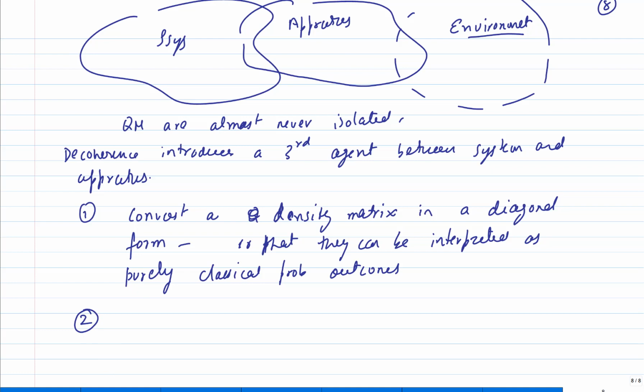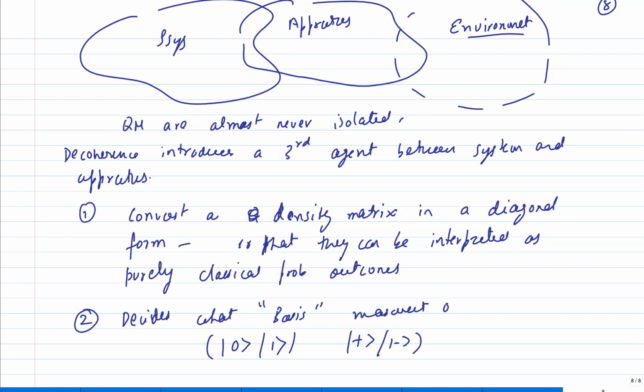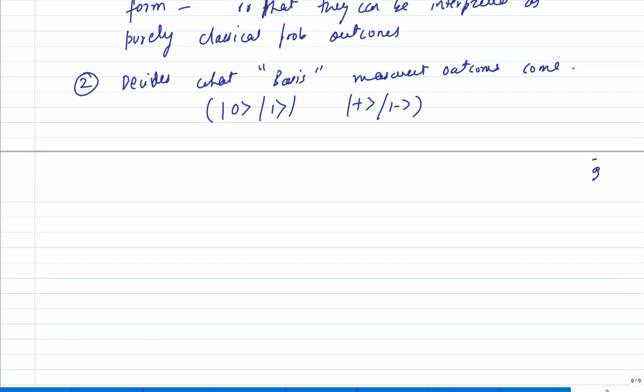Second, it decides what basis, whether it's the 0-1 basis, what we saw, or the plus-minus basis, measurement takes place. So that's essentially what decoherence accomplishes. And how does it accomplish this? Well, the good part is that we don't need to invoke any other assumption. It just comes from the quantum theory.